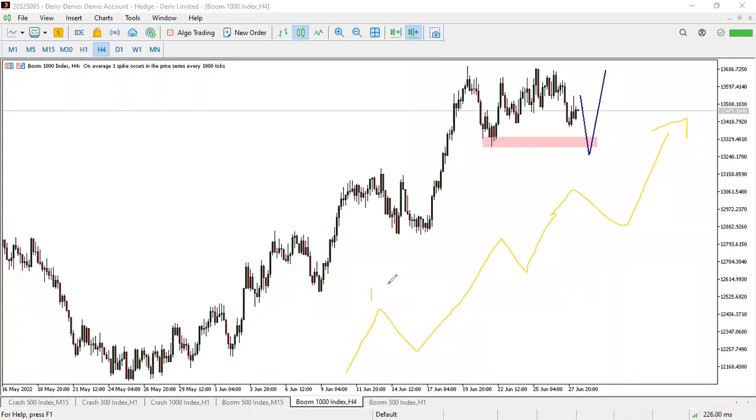What is this? HH, higher high. Higher high. Higher high. Simple like that. What is this? That is a lower high. Guys, come on. I'm making everything simple. If you check, it's not zigzags that I'm drawing there.